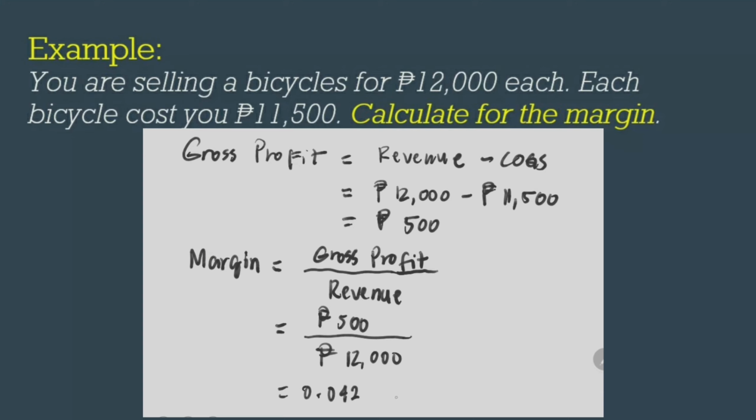But we have to convert this one into percentage para makuha natin yung margin percentage natin. So what we're going to do is we have to multiply 0.042 by 100. So when you multiply 0.042 by 100, it will be equals to 4.2%.